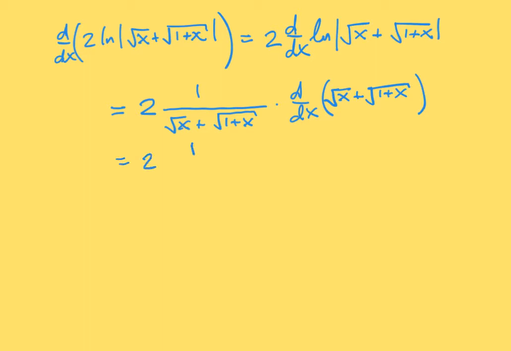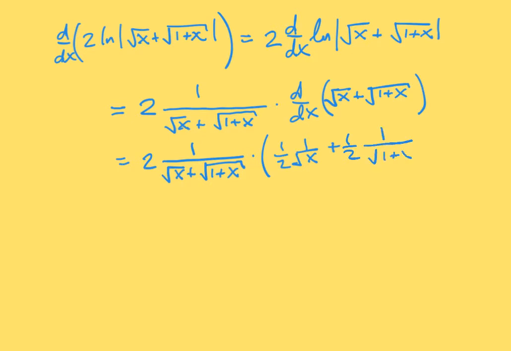So we have 2 times 1 over this square root plus the other square root of 1 plus x, multiplied by, so let's open a big brackets, and it's a half 1 over root x plus, and then for the second term, again we have 1 plus x to the power of a half here. So when we differentiate it, we bring a half in front, and we have 1 plus x to the power of minus a half, and again that means 1 over root 1 plus x.